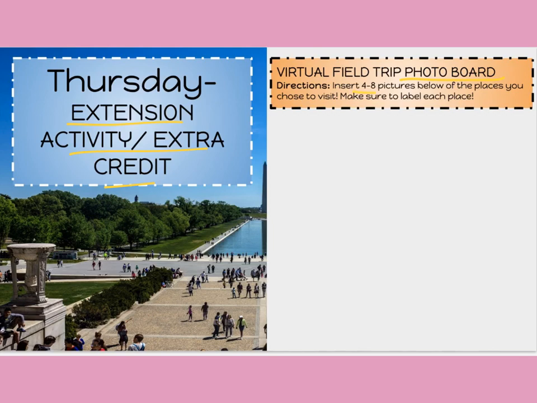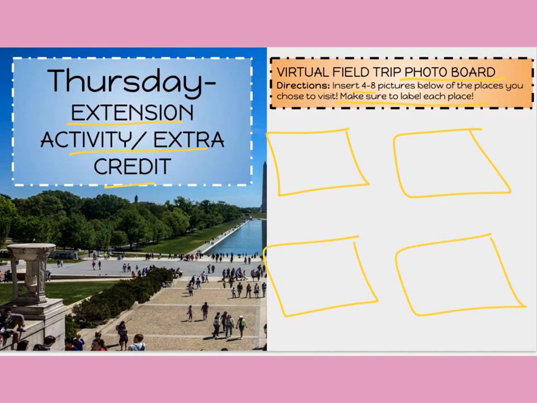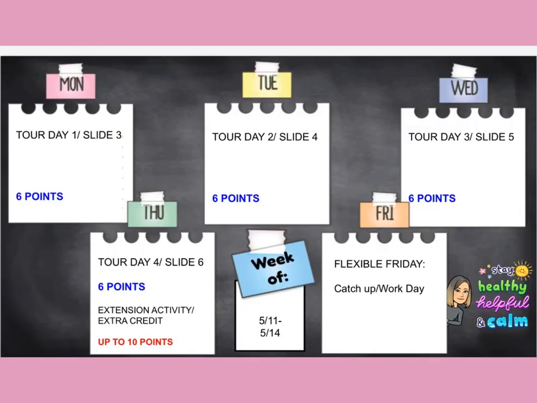Insert 4 to 8 pictures below of places you chose to visit, and make sure you label each place. So, just take screenshots of the 4 places that you visited and then put labels here. So White House, you get the idea, and put your pictures there. That's a super easy extra credit activity. Okay, so you're gonna tour 4 places, put the pictures there, and that's it. Submit your slides for the week, and hopefully this gives you a little background about Washington, D.C., and down the road I'm sure you'll be able to visit there one day.